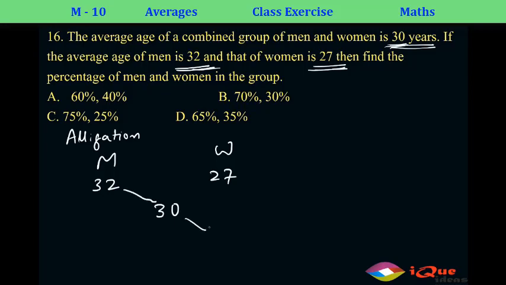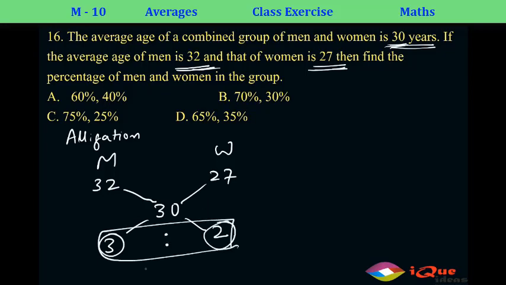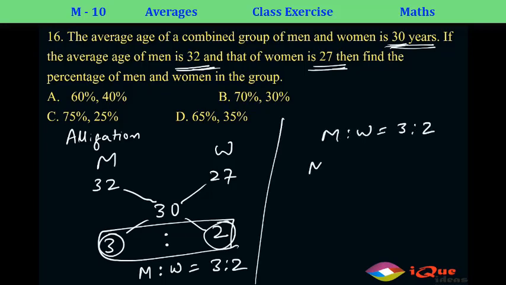Difference of 32 and 30 is 2. Difference of 27 and 30 is 3. So 3 is the weightage of men, 2 is the weightage of women. Ratio of 3 and 2 will be the ratio of men to women. So the ratio of number of men and women will be equal to 3 is to 2. Now what is the question asking? Find the percentage of men and women in the group. Right. So it is men to women equal to 3 is to 2. That means men percentage will be equal to 3 divided by 3 plus 2 is 5, into 100.